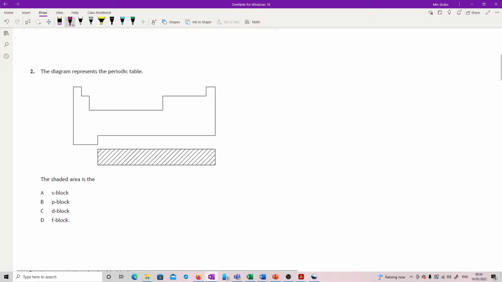Okay, diagram represents the periodic table. Shaded block is the... Again, a bit of a gift. This is the F block, okay? So your S is over here, with this as an S at the side as well. Here's your P block, here's your D block, there's the F.